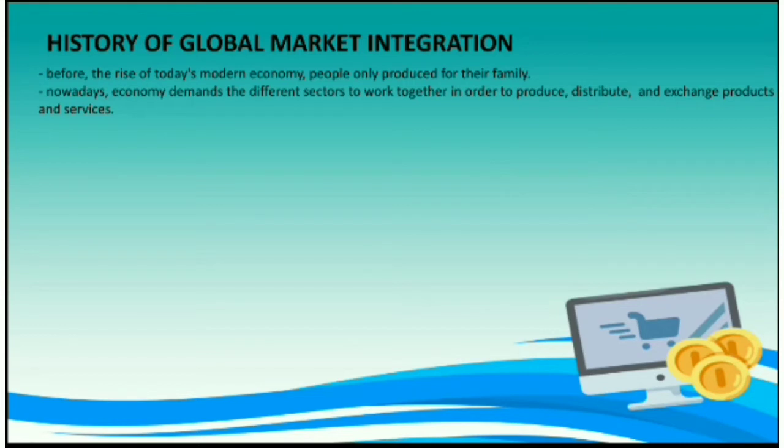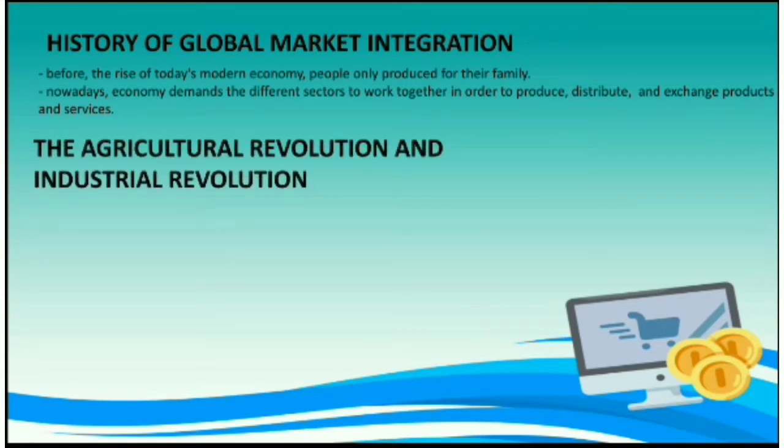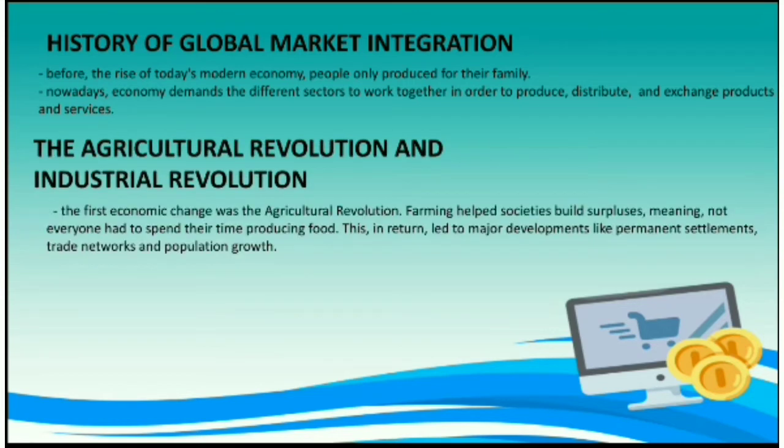The agricultural revolution and industrial revolution. The first economic change was the agricultural revolution. Farming helped societies build surpluses, meaning not everyone had to spend their time producing food. This, in return, led to major developments like permanent settlements, trade networks, and population growth.